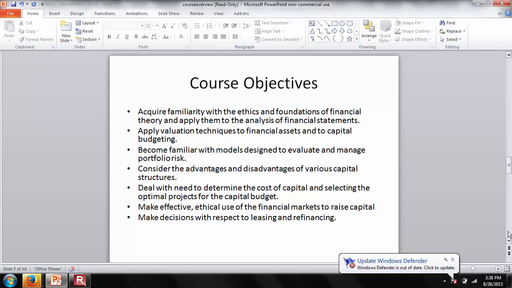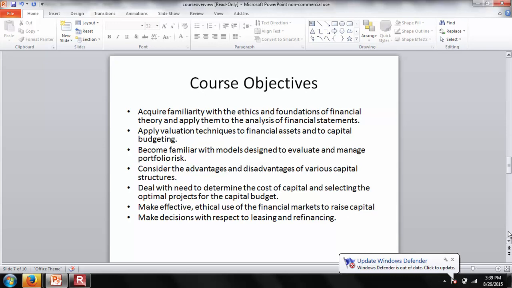We'll also talk about the effective and ethical use of financial markets to raise capital. So what does it mean? Companies go to finance their investments, so they have to issue bonds, they have to issue stocks, and so on. So we'll talk a little bit about how companies need to, for example, reveal the information as properly as possible and as completely as possible to the financial markets.